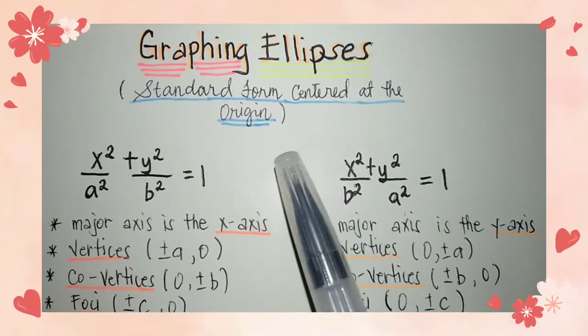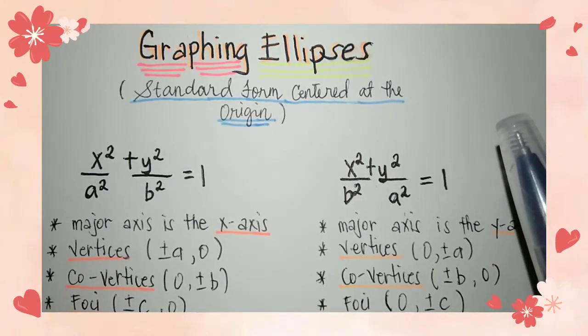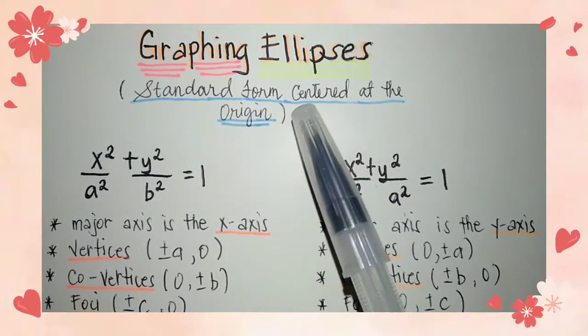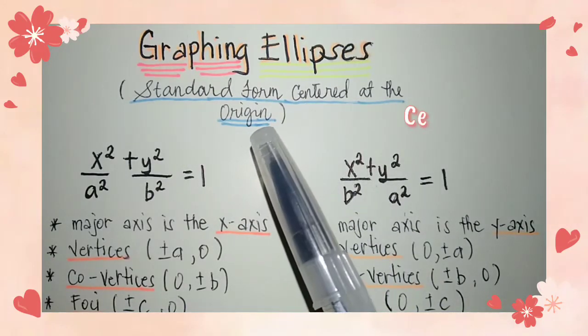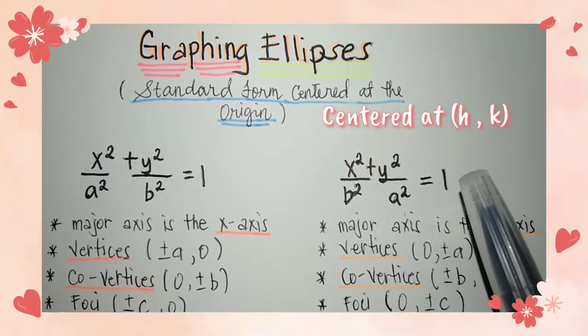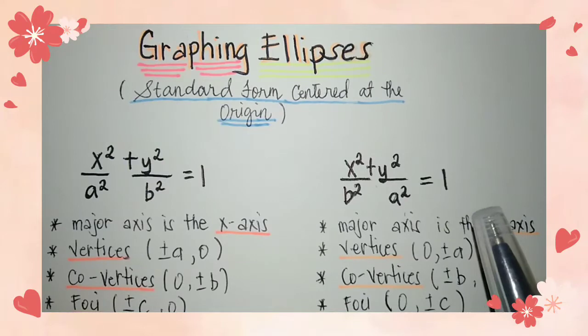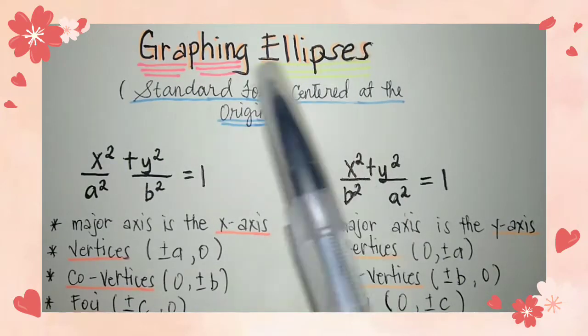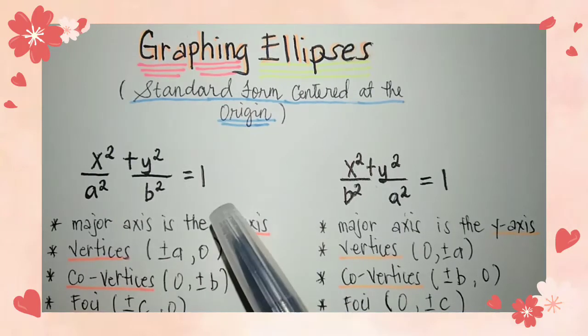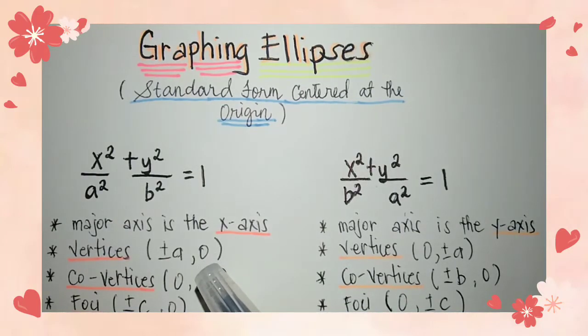For this video, we're going to discuss all about graphing ellipses in standard form centered at the origin. There are two parts of graphing ellipses: the first one is standard form centered at the origin, and the second is centered at H and K. But in this video, we will focus only on graphing ellipses in standard form centered at the origin. When we say origin, our center is at 0 and 0.